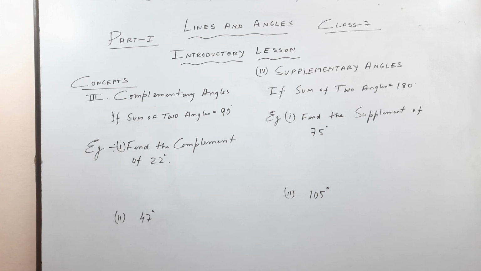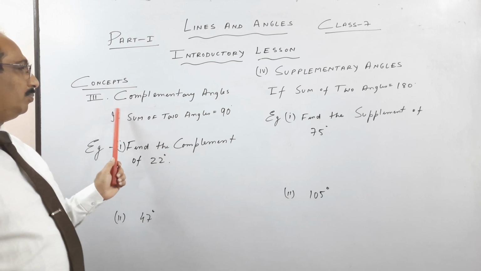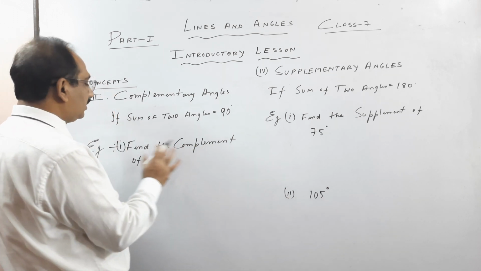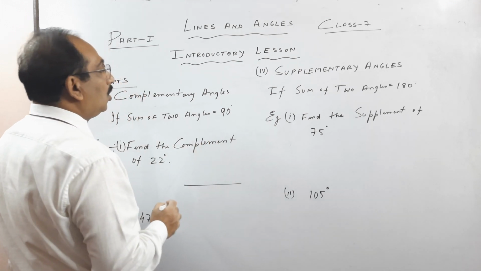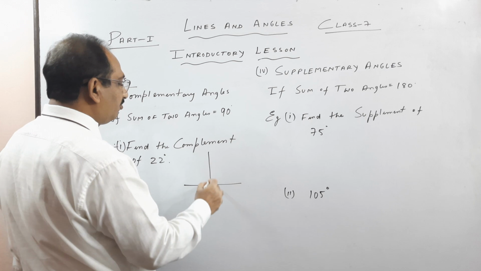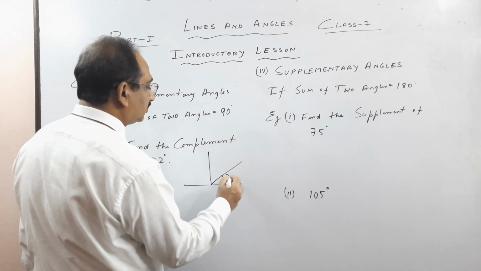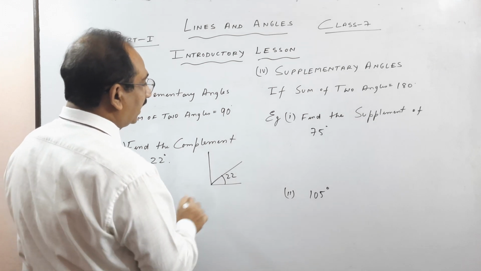Next concept we have, children, is what we call complementary and supplementary angles. So remember, complementary angles are the sum of two angles. Like I'll show you with the first example, find the complement of 22 degree. So remember, always the sum of two angles. If one angle is 22 degree, okay, together they are 90 degrees.